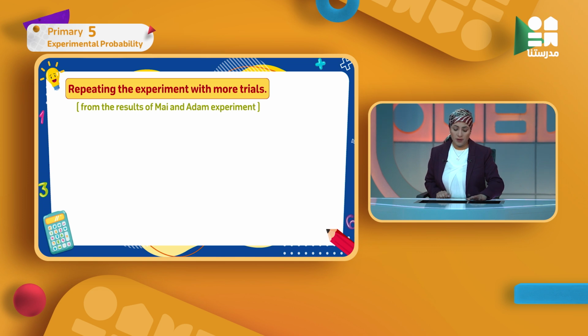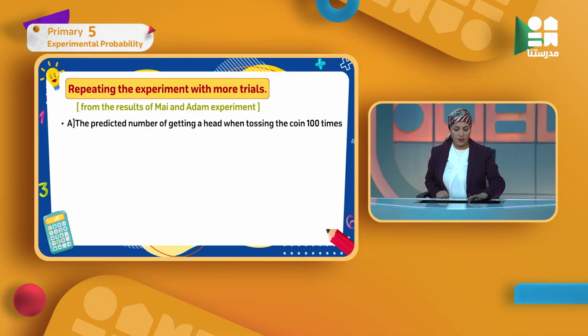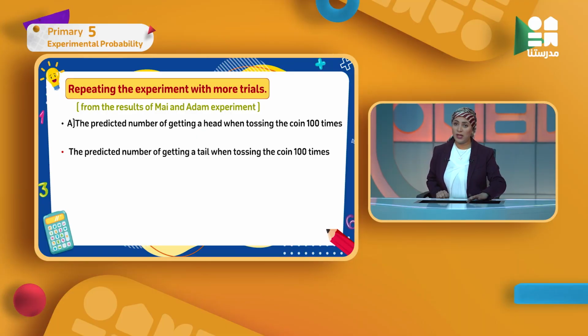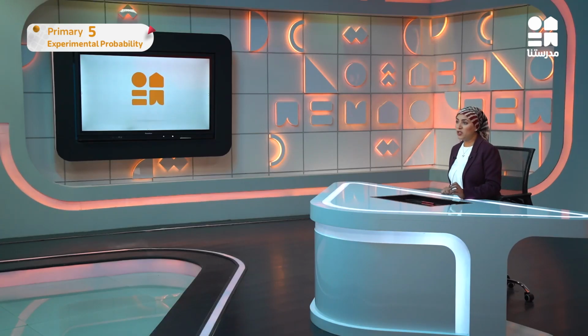Okay, what if I use the outcomes of this experiment and I want to know the predicted number of getting a head when tossing the coin 100 times, and getting a tail when I toss it 100 times, getting a head when tossing 500 times, and getting a tail when tossing it 500 times. We already have the probabilities from before. For each one, I will multiply the probability by the number of trials I'm using this time.